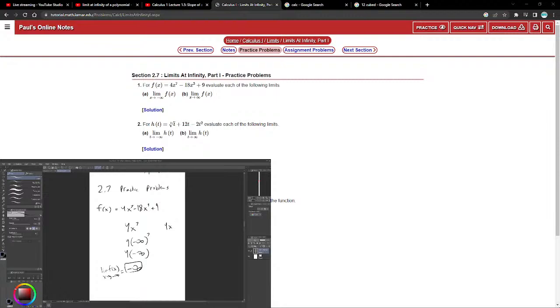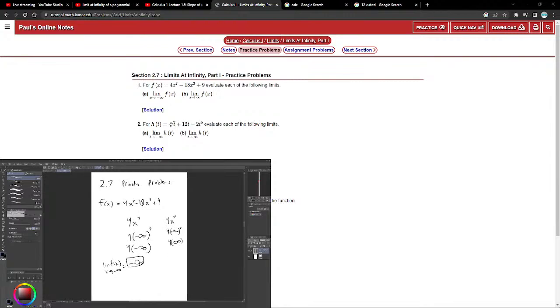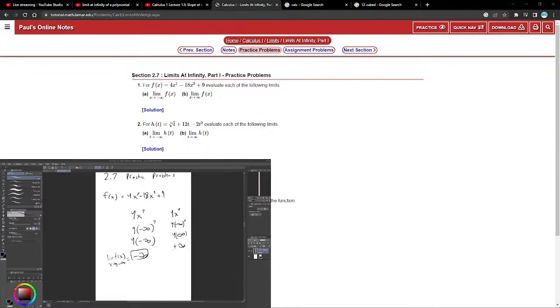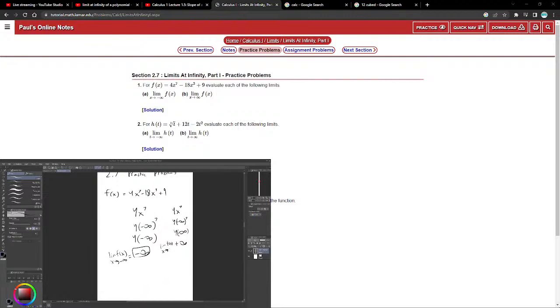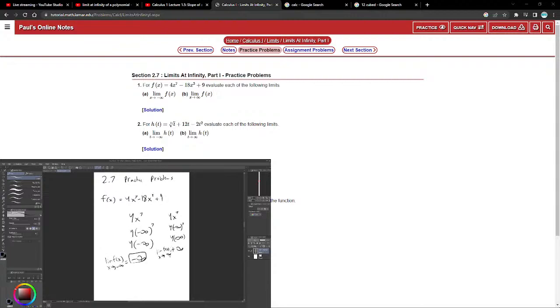I wonder why the videos I was watching didn't go over this. Or maybe I missed it. 4 times infinity to the power 7, it's positive. It's going to stay positive. Positive infinity. The limit of f of x as x approaches infinity equals positive infinity.